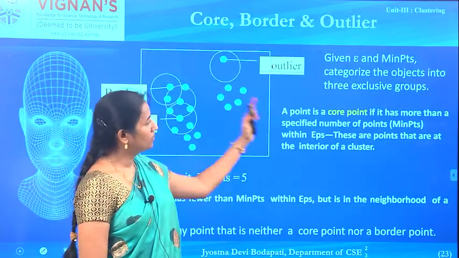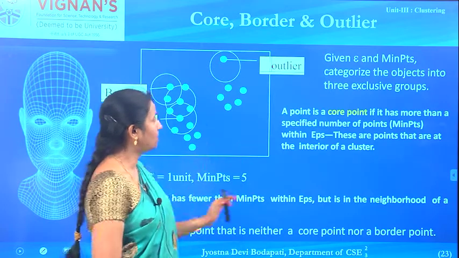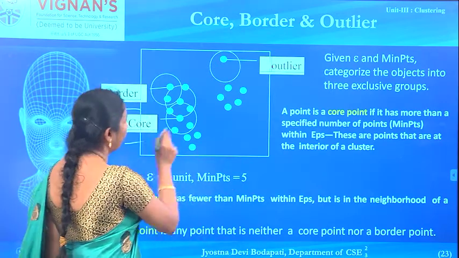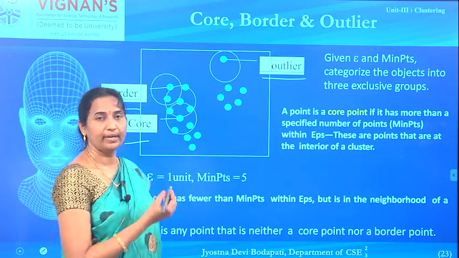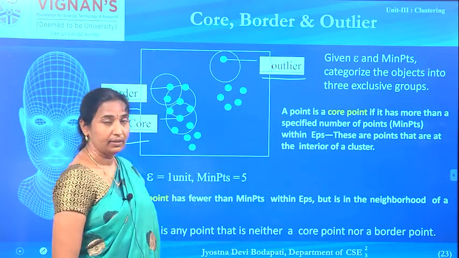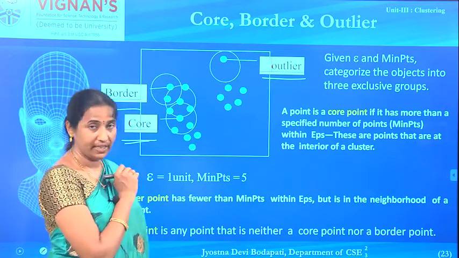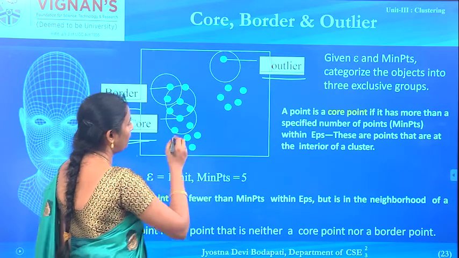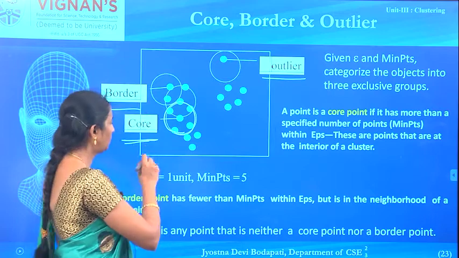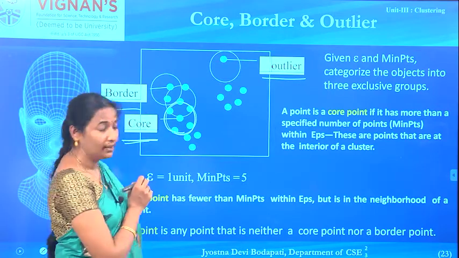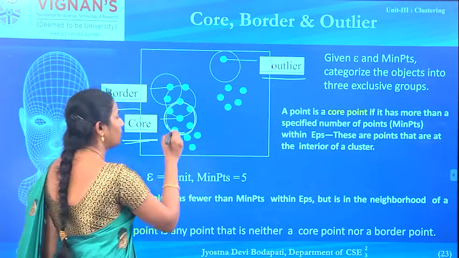To understand what the DBSCAN algorithm is, we should understand some of the terminology: the core point, border point, and the outliers. So let's define what the core point, border point, and the outlier are. A core point is any data point in the given input data which has more than the minimum number of points within the epsilon neighborhood.